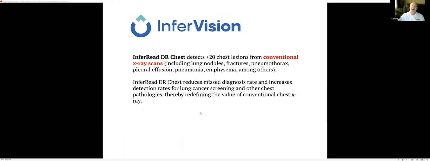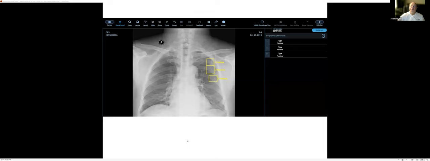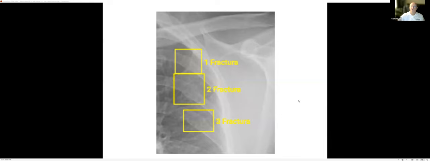This particular software product detects 20 odd chest lesions from conventional chest X-rays, things like lung nodules, fractures, pneumothorax or collapsed lungs, pleural effusions, which is fluid in the pleural cavity, pneumonia, emphysema, et cetera. So that can be useful. Here's an example. There's three areas where it thinks there might be a fracture. Let's zero in on those. And you can see that, yeah, I could see the fractures there. So it picked up on that.